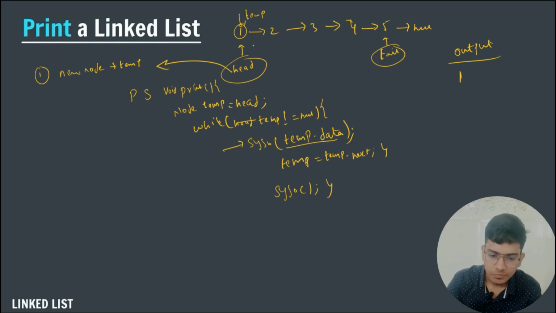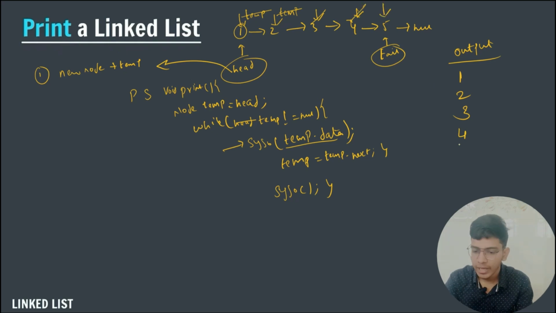After that, temporary will change to temp.next, that is temporary will become 2. After that I am printing 2. After that temporary will get changed again, so I will print 3. After temporary will get changed again, 4, I will print 4. After that temporary will change to 5, and after 5 temporary will become null.